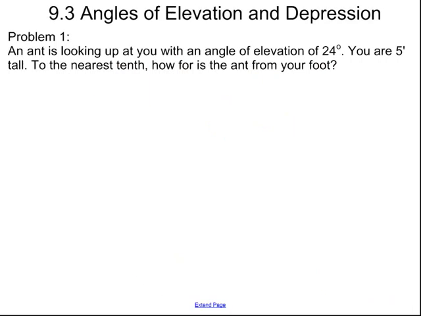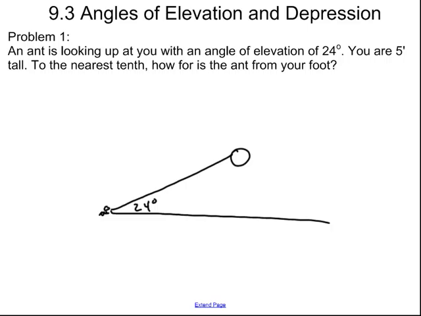Problem 1. An ant is looking up at you with an elevation of 24 degrees. You're 5 feet tall. To the nearest tenth, how far is the ant from your foot? Please stop the video and try this now. Hopefully you drew an ant. Pretty little ant there. He is at an angle of elevation. So here's my horizontal line. Here's my angle of elevation at 24 degrees. Understand that I am 5 feet tall. And to the nearest tenth, how far is the ant from my foot?